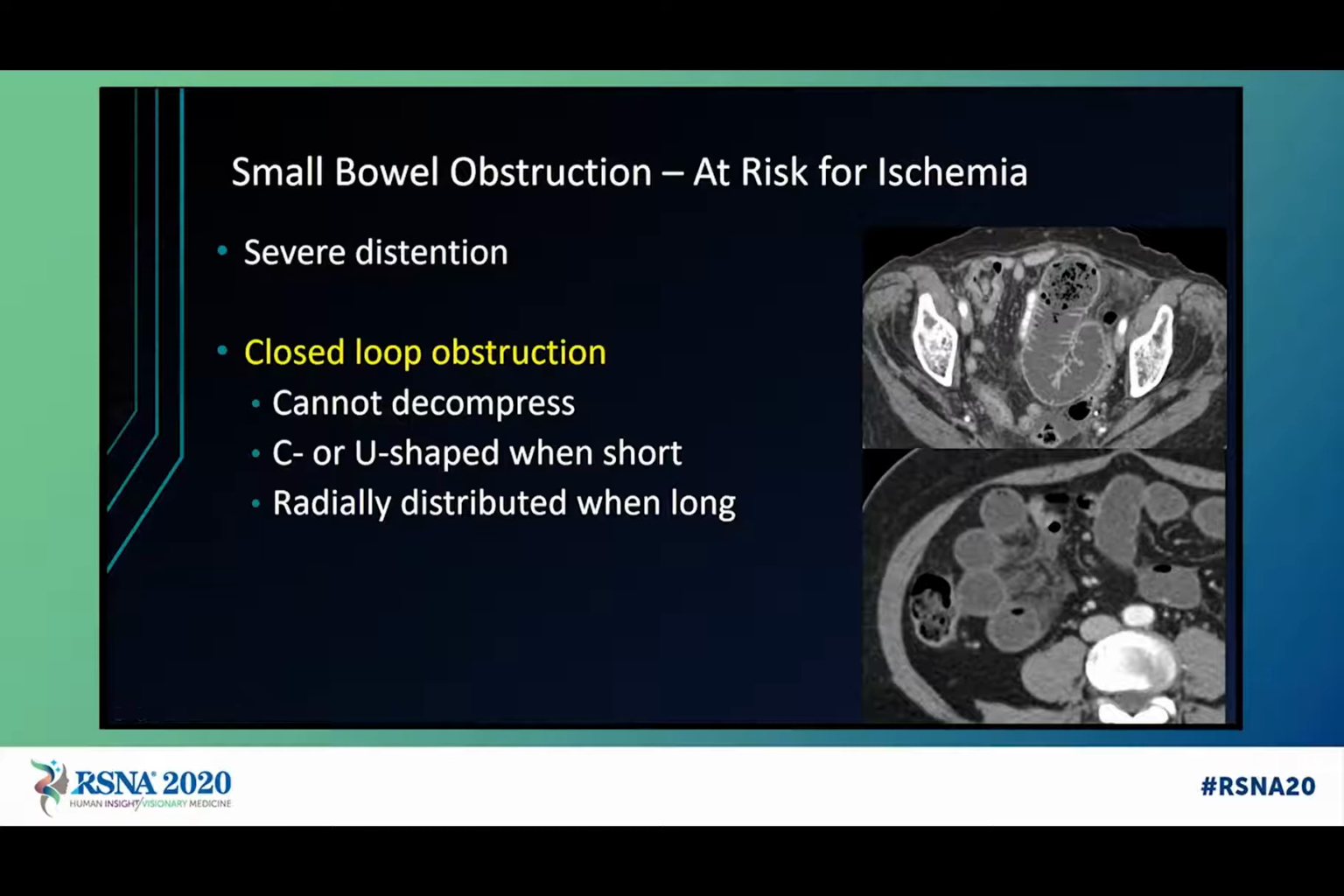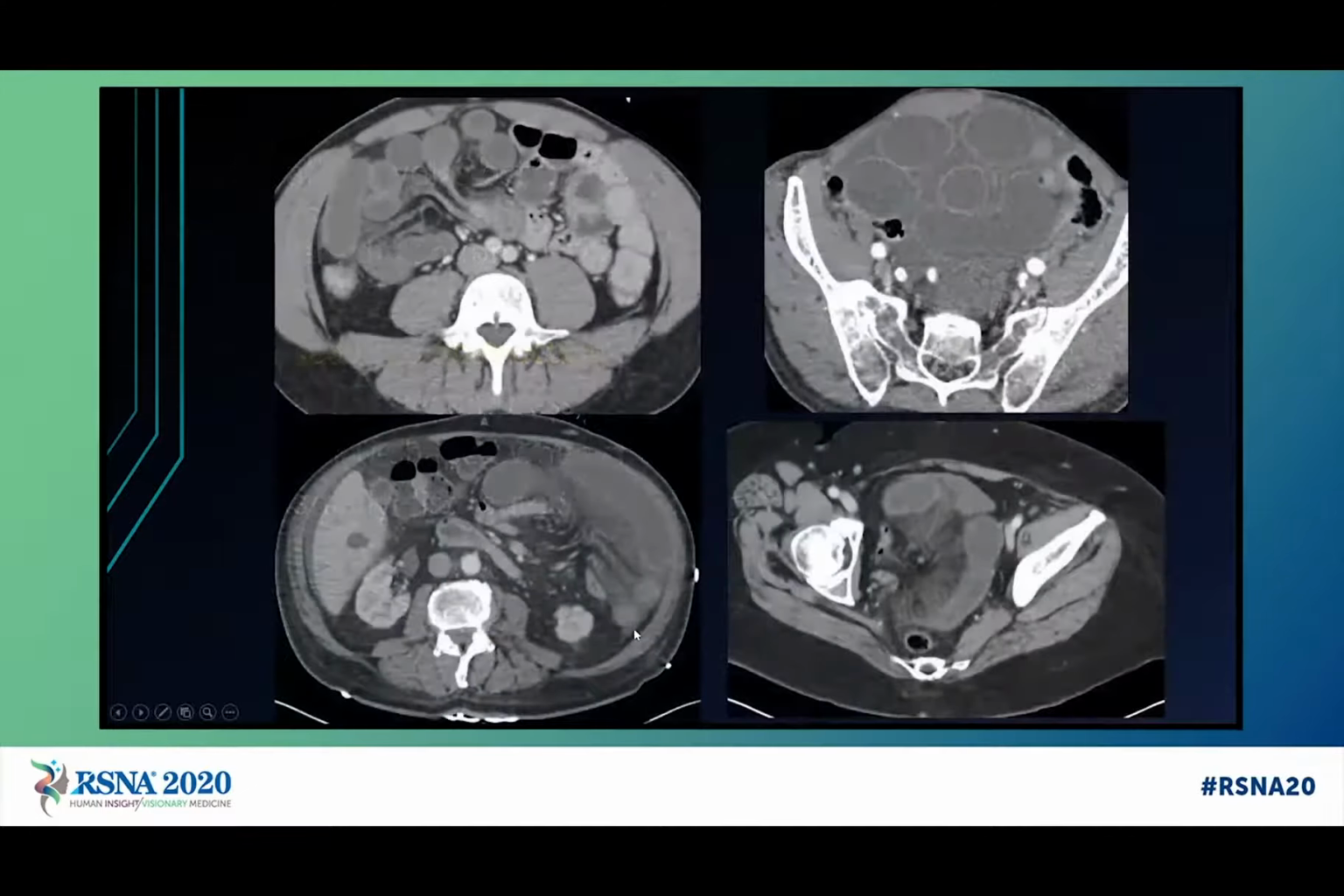But remember that when a closed loop bowel obstruction involves a longer segment of small bowel, it gets this radial appearance or balloons on a string appearance, clustered loops of small bowel in an abnormal distribution, and these patients are equally at risk for ischemia.